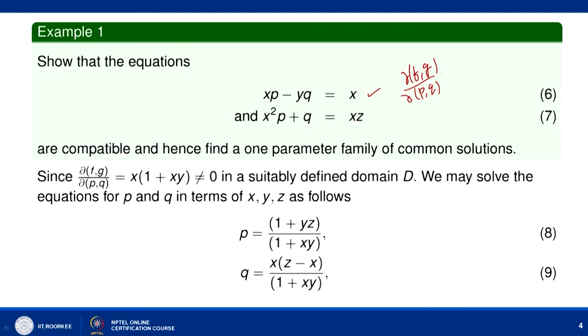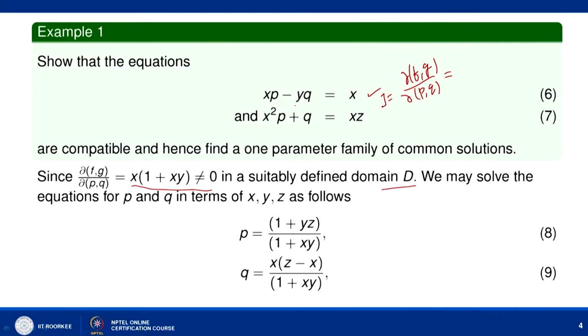If you calculate this Jacobian J equal to ∂(f,g)/∂(p,q), we have already calculated it, and the value comes out to be x into (1 plus xy), which will be non-zero in a suitably defined domain D. So let us define a domain D such that x(1 plus xy) is non-zero. In that domain we can solve equations 6 and 7 for p and q.